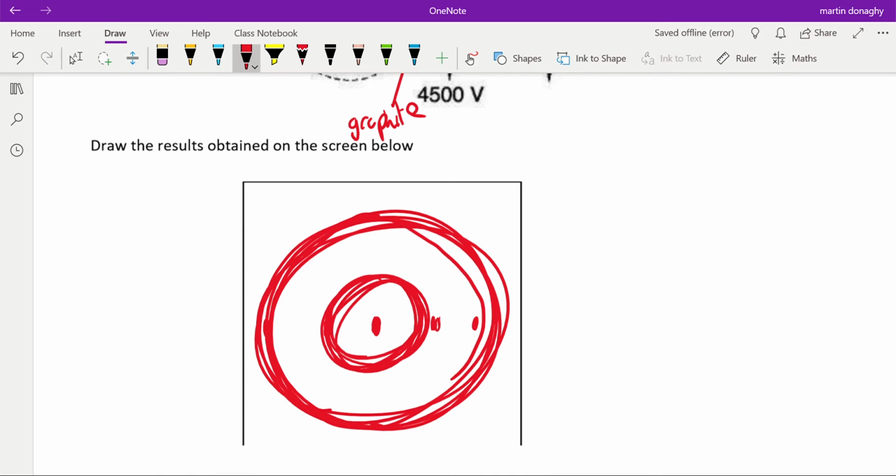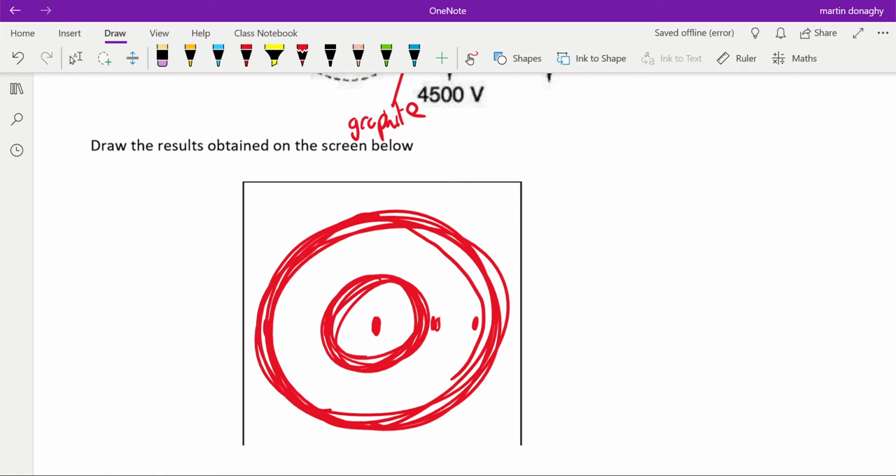We get electrons behaving like they're waves. Why is this dark here, this bit here? Because no electrons can get there. Why can no electrons get there? Because of total destructive interference, a wave-like property, but applying to our electrons.